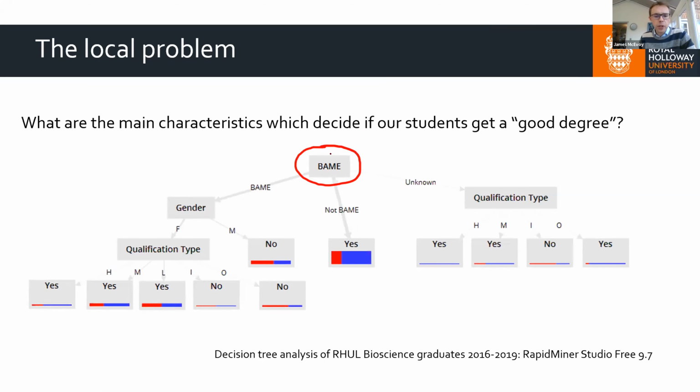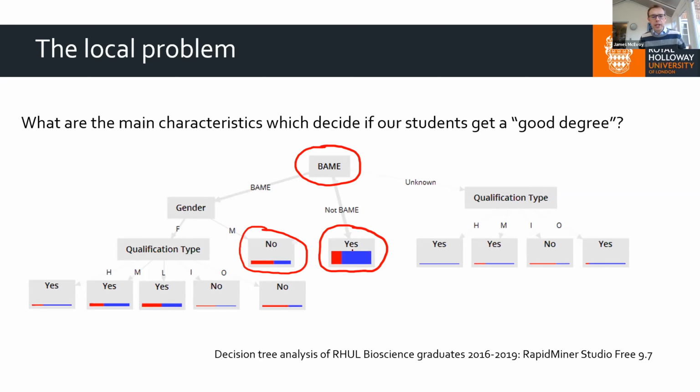And you see then you go down the decision tree, if those students are BAME students, then gender is also important, and the women do rather better than the men. In fact, very worryingly, when I did this analysis a few years ago, we found that the majority of our male BAME students were not getting good degrees. In other words, were not getting firsts or 2-1s. Whereas you can see a clear majority of our non-BAME students were getting good degrees.